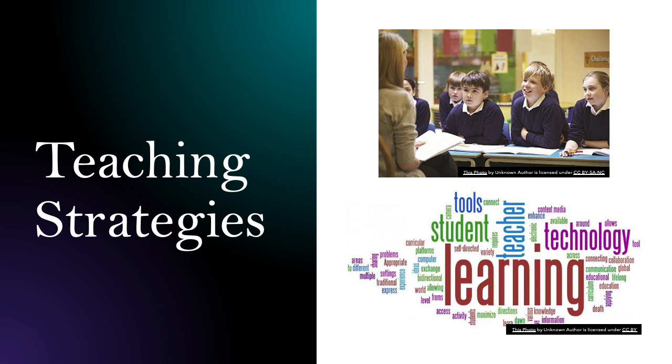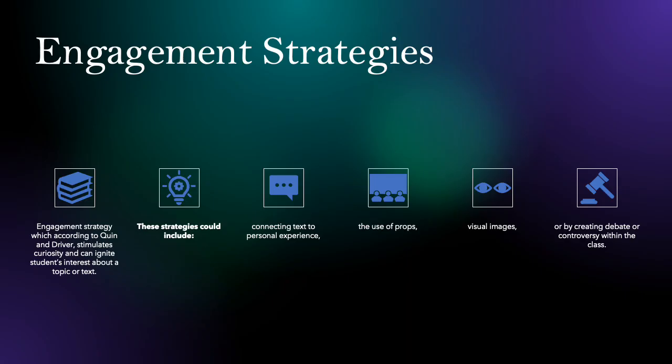These strategies will be outlined through the example of a 3-word reading 3-word activity in class, explaining why I made these choices, how they specifically support Aboriginal and/or Torres Strait Islander students in the class, and fit into the teaching of the text. Opening with an engagement strategy can, according to Quinn and Driver, stimulate curiosity and potentially ignite students' interest about a topic. These strategies could include connecting text to personal experience, the use of props, visual images, or by creating debate or controversy.